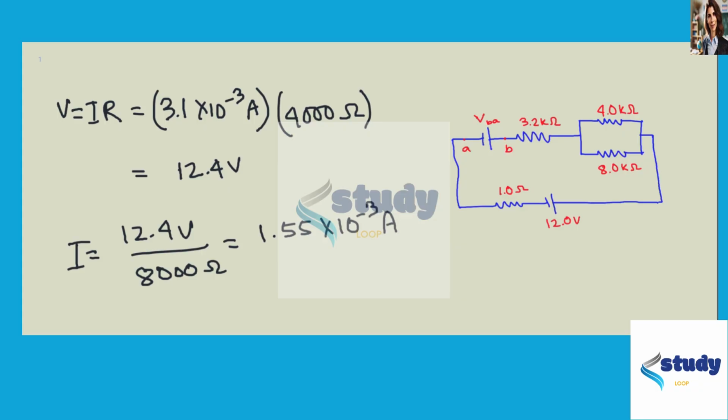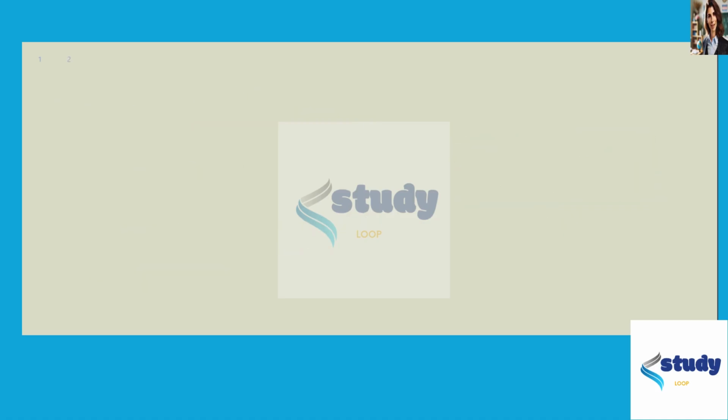So this current is going through this part of the circuit, and this current is going through this part of the circuit. If we add them, we'll get the total current that is passing through this battery. So the total current will be the addition of these two. That's going to be 4.65 times 10 to the power minus 3 amps. We call it I total.